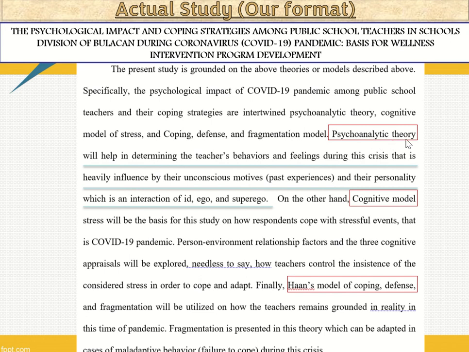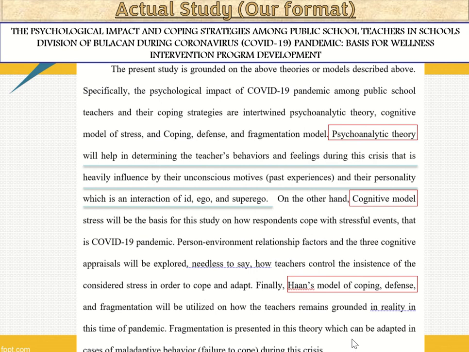Sabi dito, psychoanalytic theory will help in determining the teacher's behaviors and feelings during this crisis that is heavily influenced by their unconscious motives or past experiences and their personality, which is an interaction of id, ego, and superego. On the other hand, si cognitive model, ito naman yung relation ng theory na to in this present study. And then finally, Hans model of coping, defense, and fragmentation. Tapos ito yung statement of the relation of the theory to the present study.